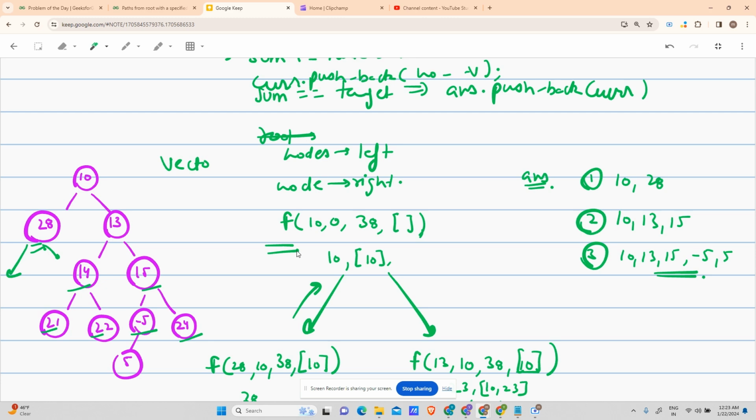I hope you were able to understand the whole recursion tree, and there was no problem in understanding.